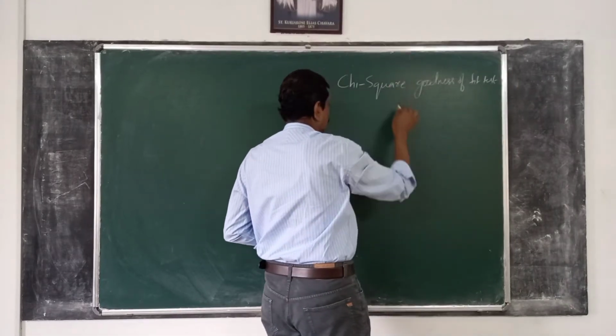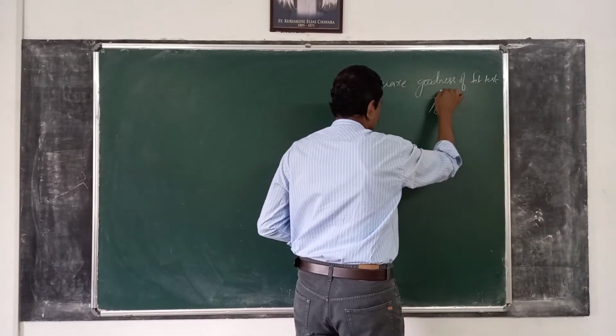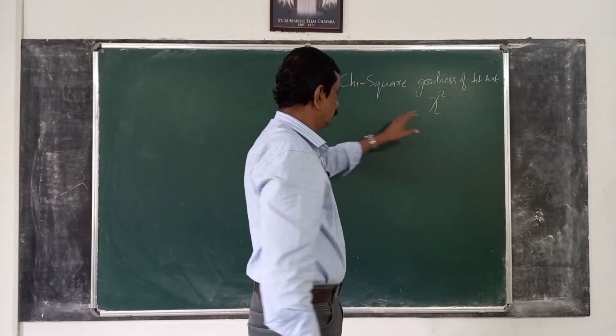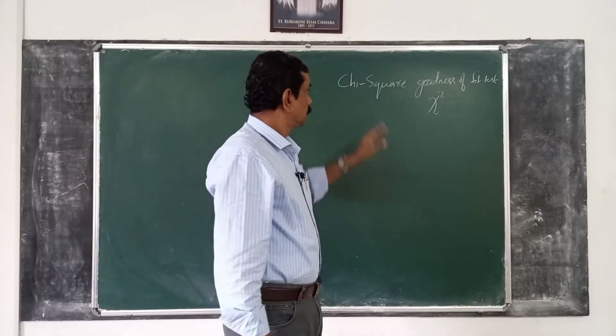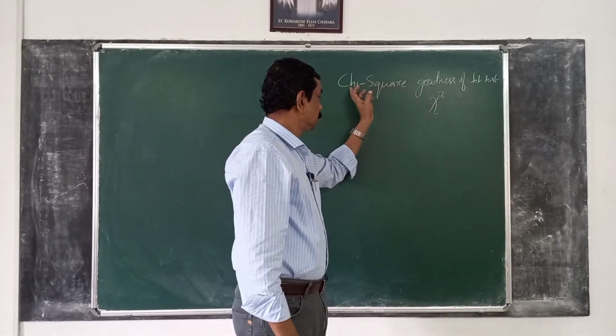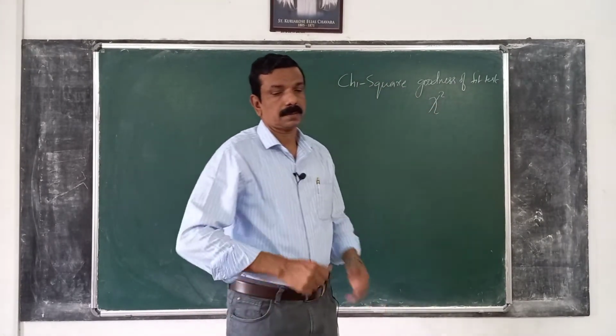We write chi-square like this, and read it as chi-square.